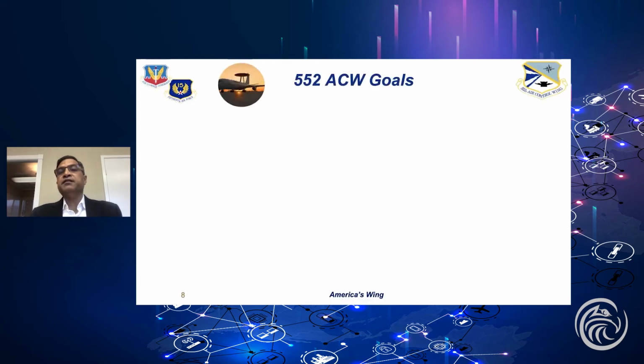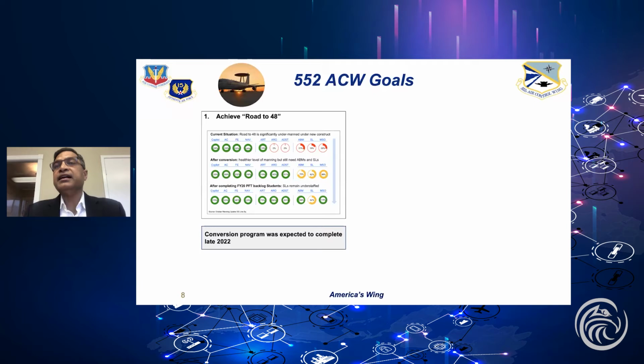When we started working at the wing, we started talking about what the goal is. The wing was actually in a conversion program. They called it the Road to 48. They needed to have 48 ready crews to support mission readiness. And if you all know, the 552nd flies the E-3 aircraft, which has multiple crew positions. And they were going through a conversion program where they were merging some of these crew positions into fewer positions.